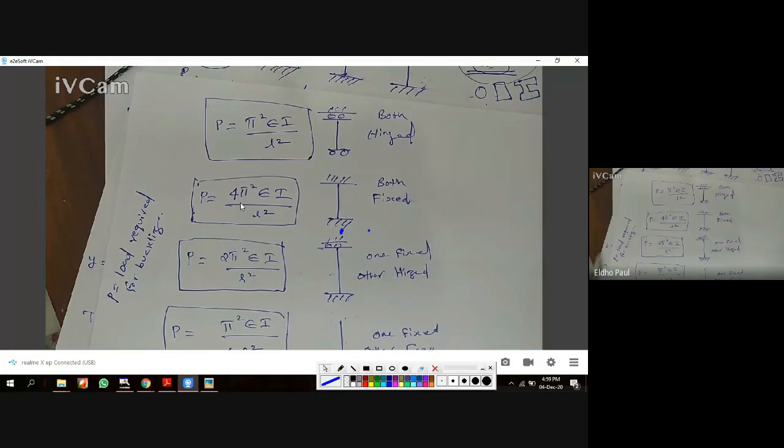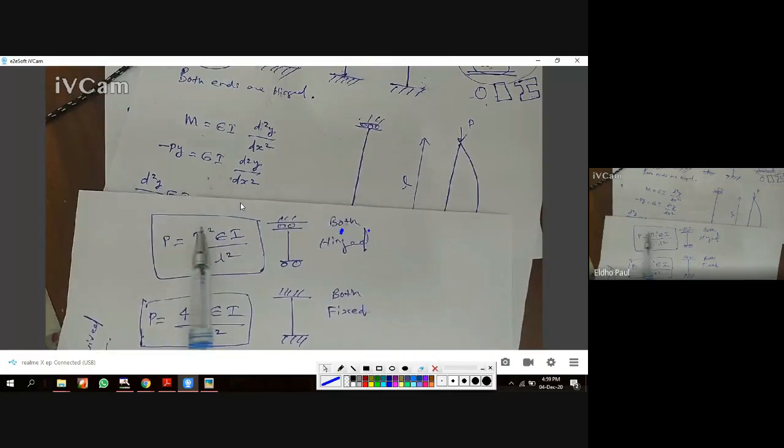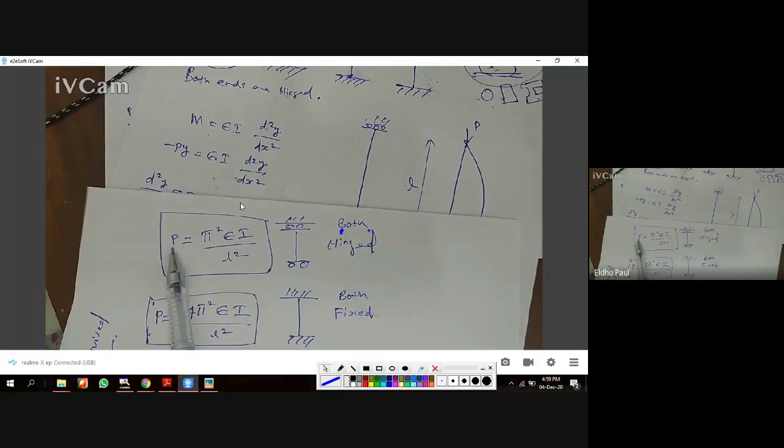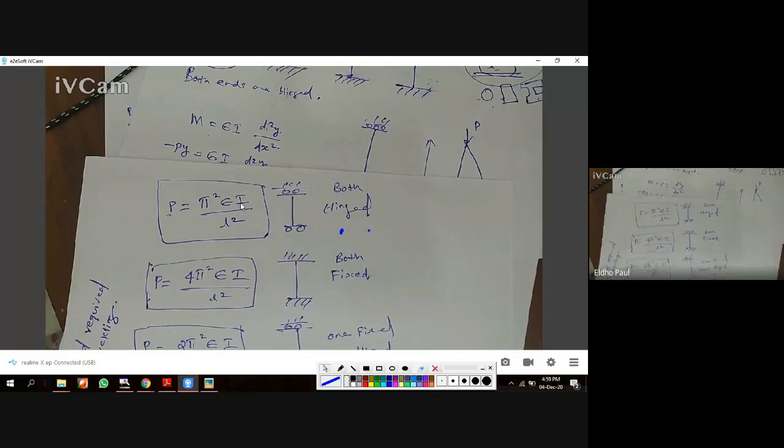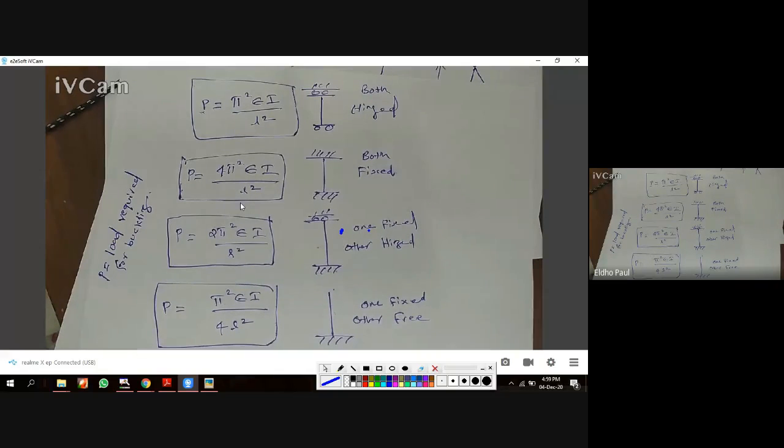For example, in case of both ends hinged, say the calculated P value is 10 Newton. At 11 Newton this column will buckle and fail. At 9.99 Newton the column will not buckle. So this is the limiting load P. We cannot increase the load greater than this P value, or the column buckles. These are the 4 Euler's equations for long columns. It is only applicable for long columns, not the case of short columns.